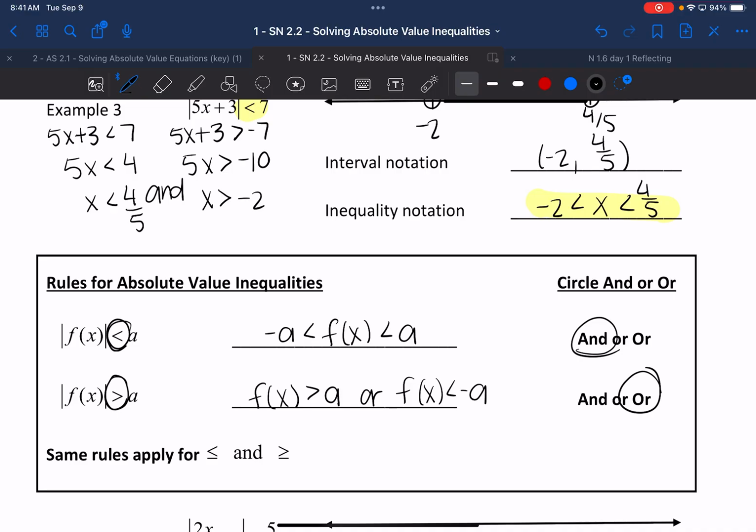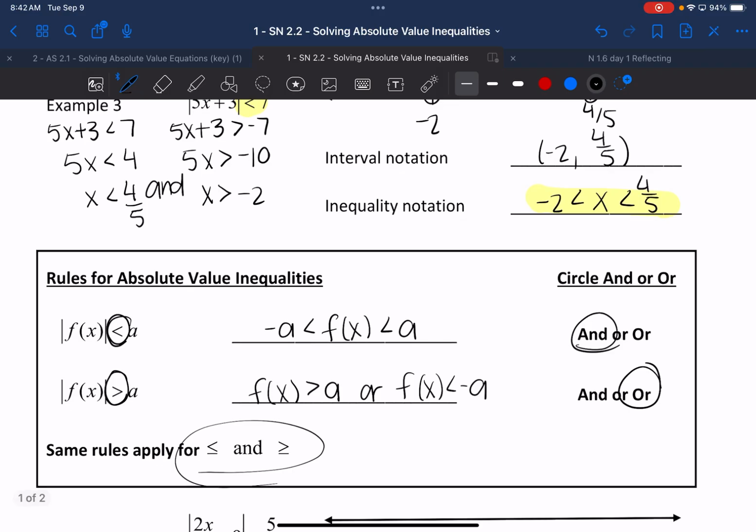So based on which way your inequality faces, you can already predict if it's an and or an or, which means you also should already be anticipating what your answer should look like. Okay? That way you'll also know if you solved it correctly or not, right? Same rules apply when it's the less than or equal to, greater than or equal to. So the direction would be what matters.